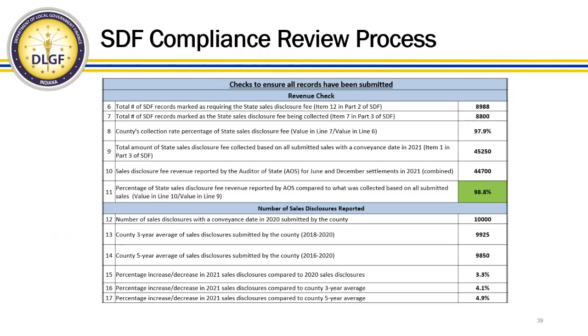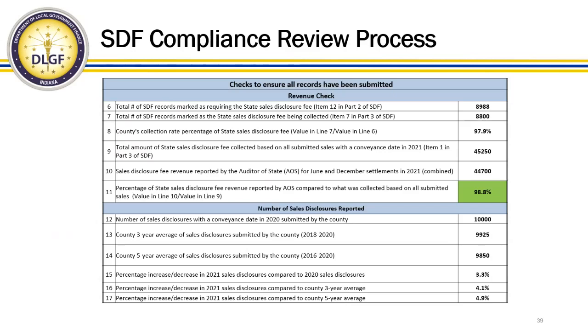It's going to compare the number of records where the fee is being collected compared to the number of records where the fee is eligible. In this particular instance, it looks like the county was collecting nearly 98% on those forms that were marked as fee eligible. So that's what line number 8 is showing.